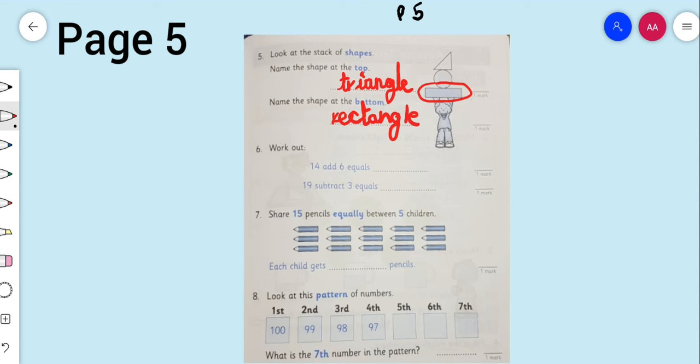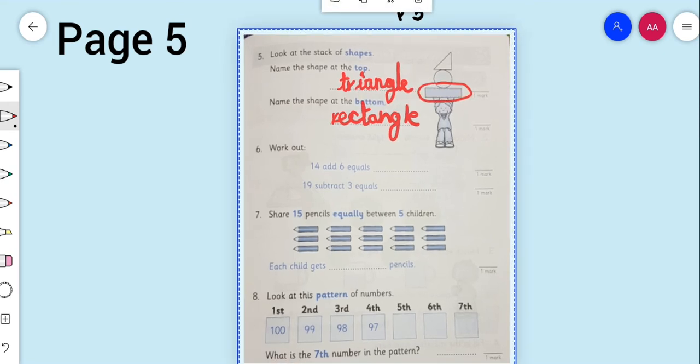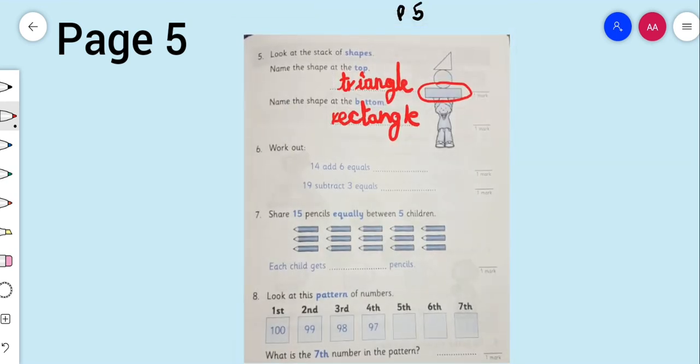Now let's go to question number 6. It says work out. So you have to work out these things. So it says 14 add 6 equals. So let's write it as maths. So you write 14 plus 6 equals.